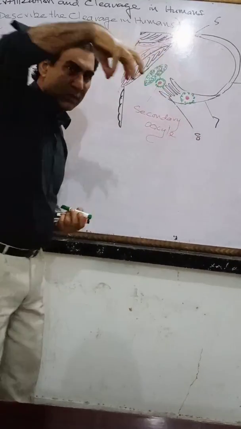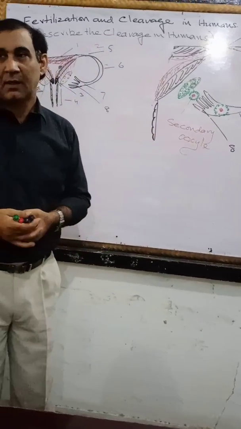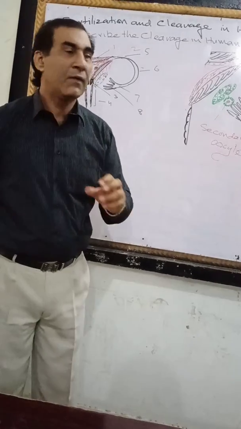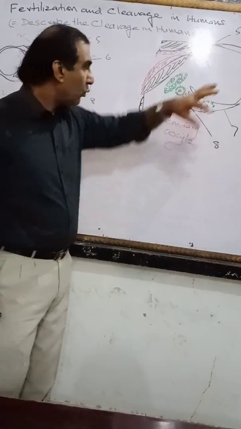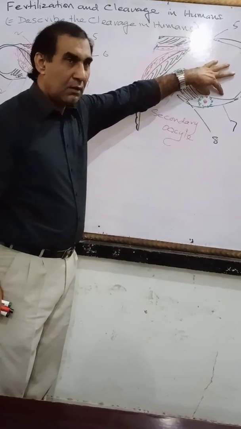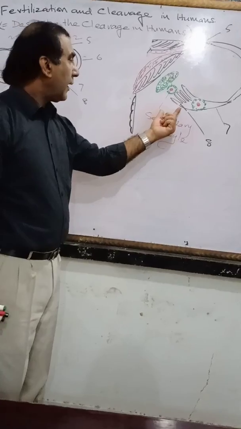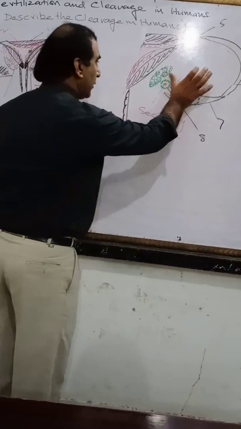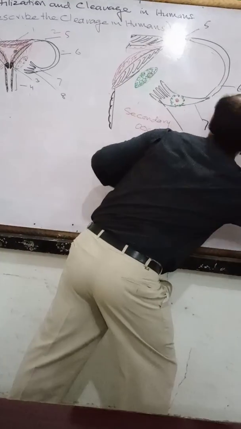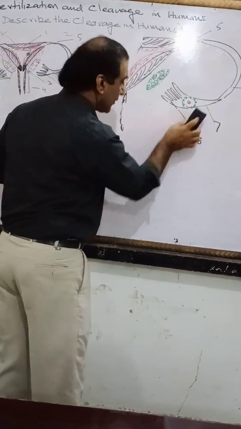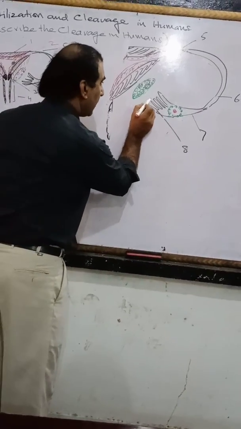This structure is known as what? Ampulla of fallopian tube, or uterine duct. And now you can say that the secondary oocyte has reached here. Okay, it has gone here.